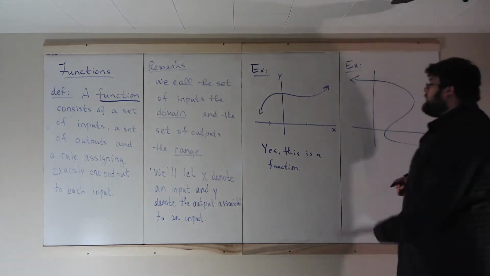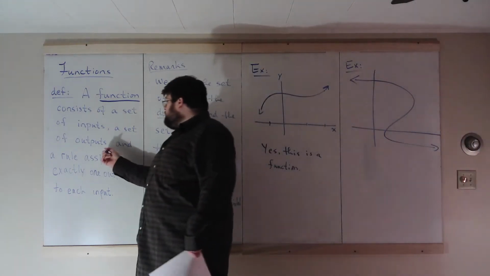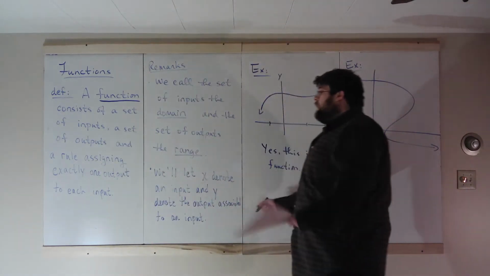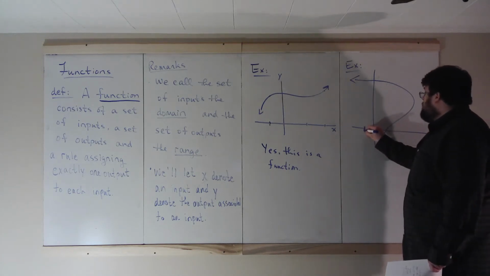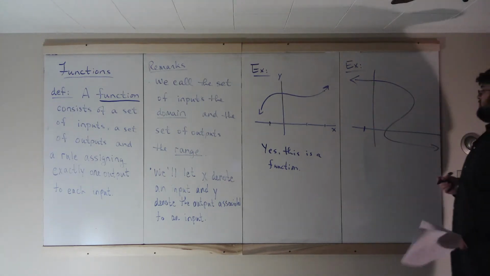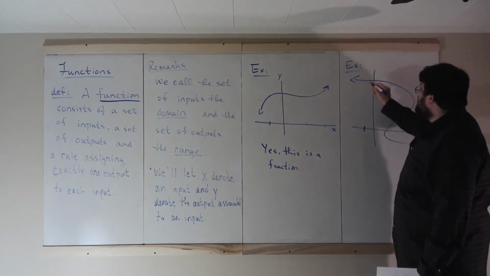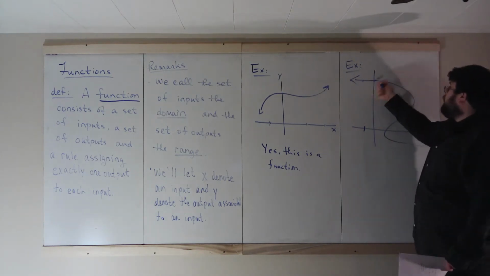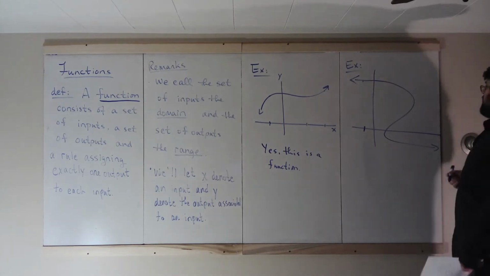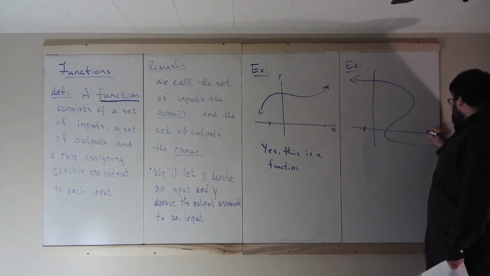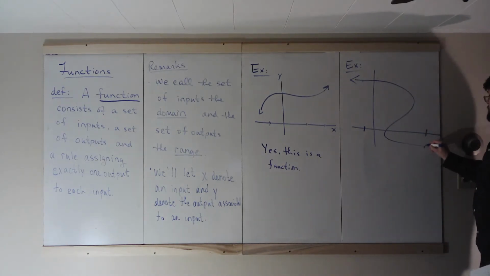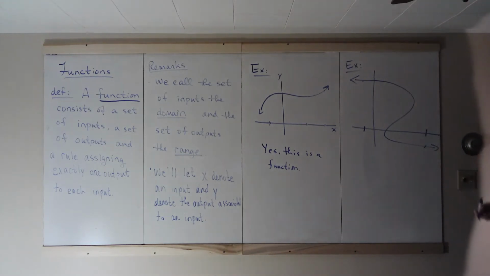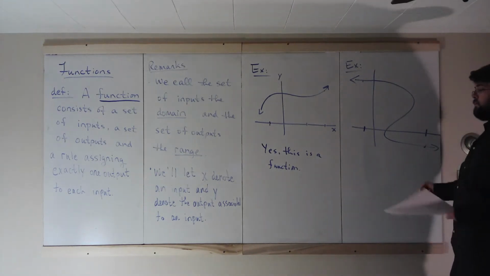Well, let's do the same thing. Let's look at the rule and let's see if it assigns exactly one output to each input. Well, let's start here. If we take that input, how many outputs are there? There's just that one y value. So that's okay. What about, I don't know, here? That's a good next one to do. What about here? Well, right there, there's only one y value, one output corresponding to that input.